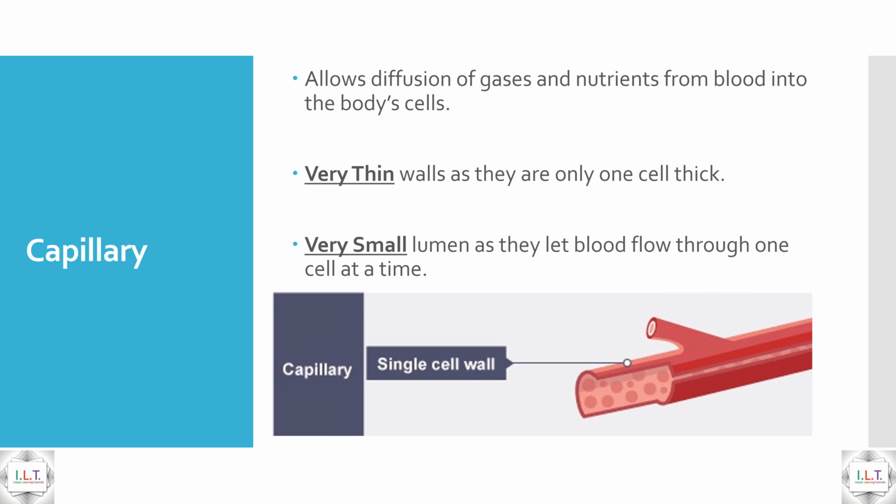A capillary, and these allow the diffusion of gases and nutrients from the blood into the body's cells. They have very thin walls, as they are only one cell thick, and a very small lumen, as they let blood flow through one cell at a time. So again, you can see there's a diagram at the bottom of a capillary.